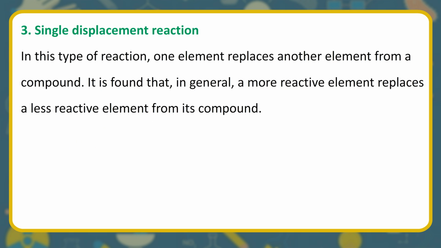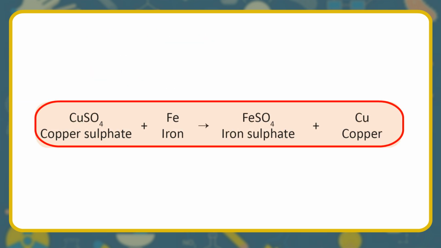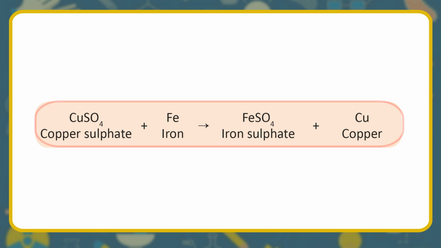3. Single displacement reaction. In this type of reaction, one element replaces another element from a compound. It is found that, in general, a more reactive element replaces a less reactive element from its compound. A plus BC gives AC plus B. Iron is a more reactive element than copper. If a piece of iron is added to a solution of copper sulfate, iron sulfate is formed. Copper metal gets deposited on the iron piece. CuSO4, copper sulfate, plus Fe, iron, gives FeSO4, iron sulfate, plus Cu, copper.